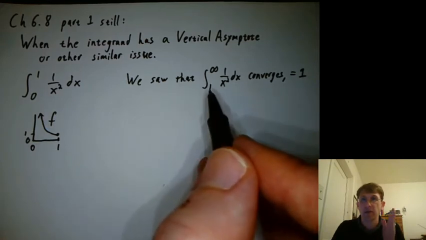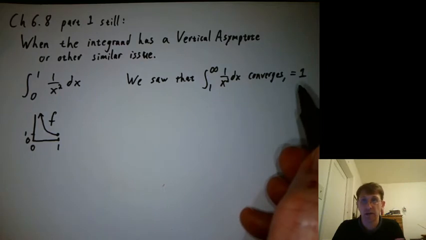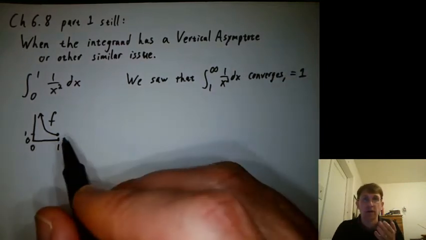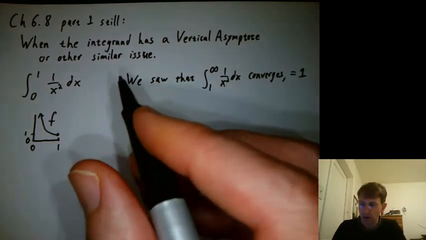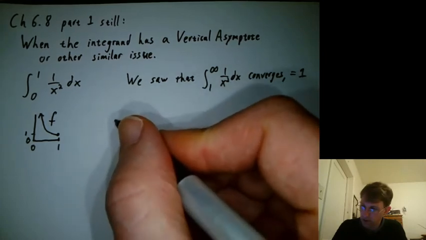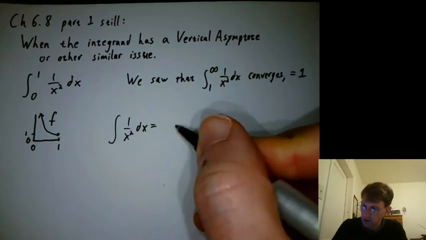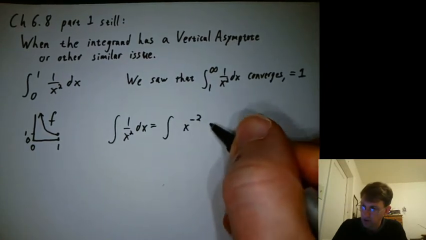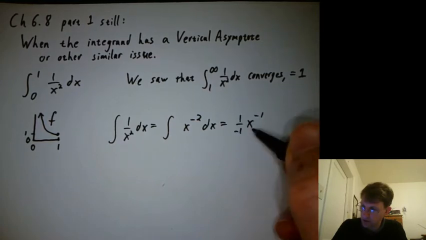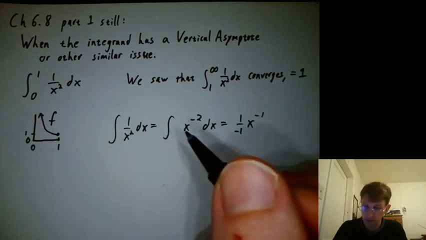We saw that integrating this from 1 to infinity was a convergent integral and actually had a value of 1. The area under the curve all the way out to infinity horizontally was 1. So the big question is, what's going to happen here? What can we do? Let's do the indefinite integral. So 1 over x squared dx. You could write that as x to the negative 2 dx, and we'll get negative x to the negative 1. And then try plugging in stuff.